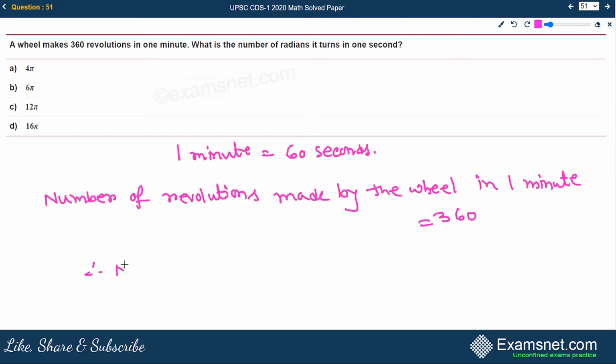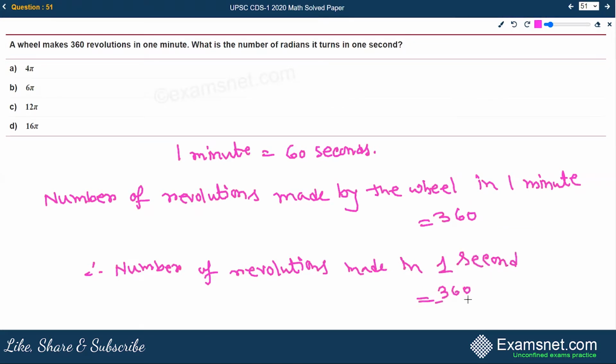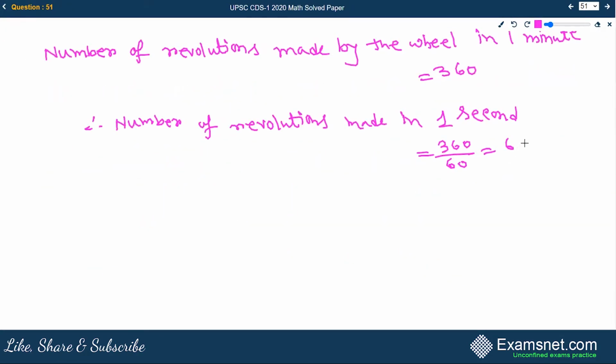So the number of revolutions made in 1 second, we will divide 360 by 60, so that is 6 revolutions. Sorry, I said 60 earlier, it is 6 revolutions. Now, in one complete revolution, it makes a 360-degree angle, right?